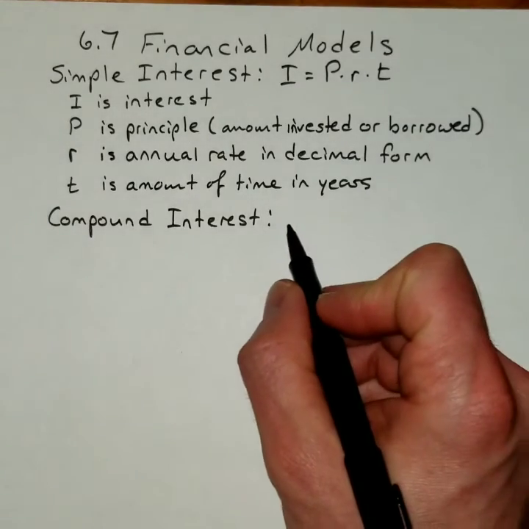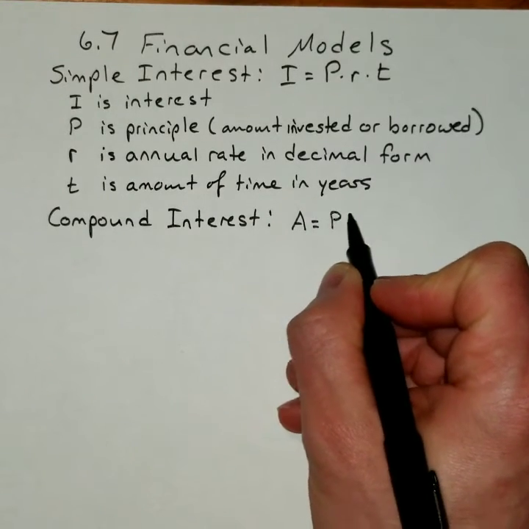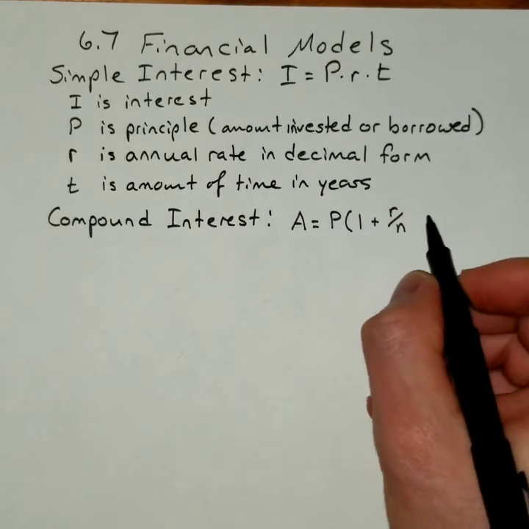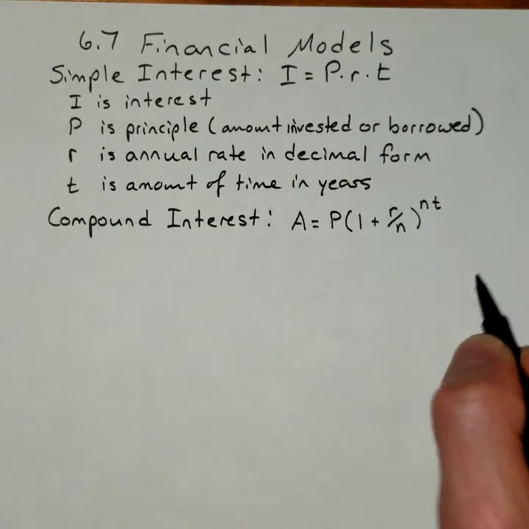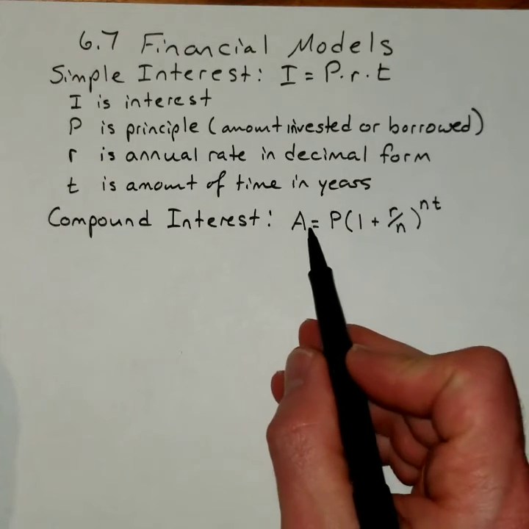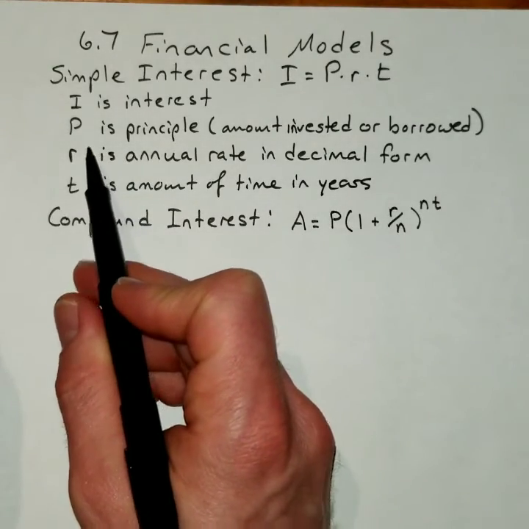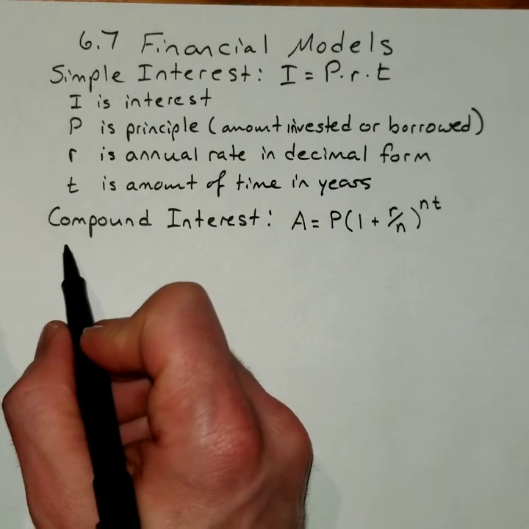The final compound interest formula is A equals P times 1 plus R over N, raised to the NT power. Let me explain where some of this comes from so it's not completely strange and foreign looking. First of all, I have to define the new variables. Any variables that repeat are defined the same. The principal, the rate, and the time are the same. The A, however, is the final amount.